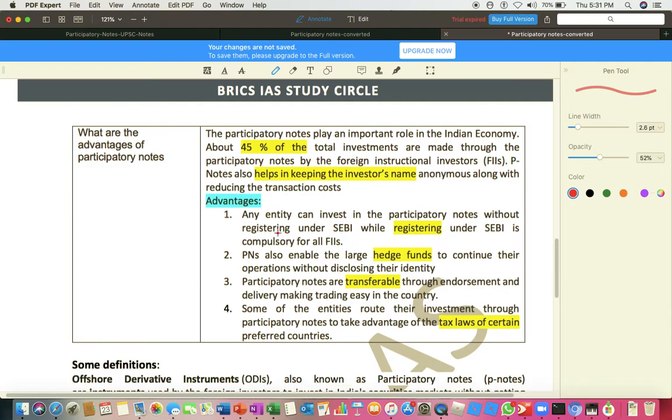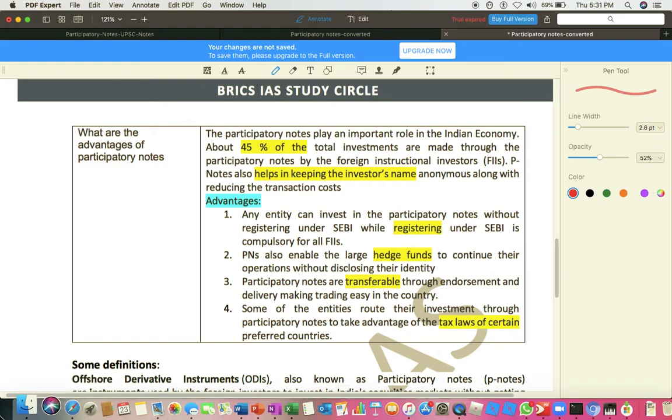What are the advantages? Number one, any entity can invest in participatory notes. If they want to invest in Indian companies, they don't have to get registered with SEBI, because the FIIs have already got registered with SEBI. They will take care of everything. And participatory notes also enable large hedge funds. Hedging means transferring the risk. I will explain hedge funds and the types of funds normally used in the Indian stock exchange in the next video, but please understand that participatory notes also enable large hedge funds, in the sense they help transfer the risk for the future.